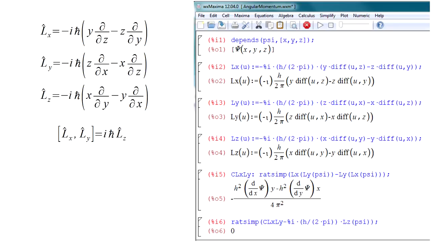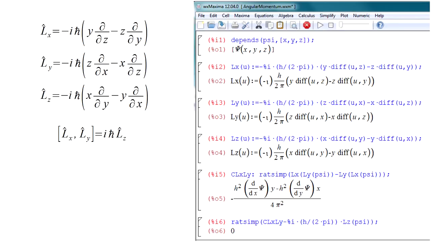So now we form the commutator of Lx and Ly. I just give it the label CLXLY. And again, ratsimp, rational simplification, just simplifies the result. I get Lx operating on Ly operating on the wave function, minus Ly operating on Lx operating on the wave function. And the result I get, well, it looks like minus h squared over 4 pi squared.